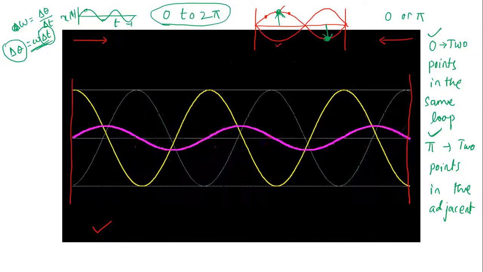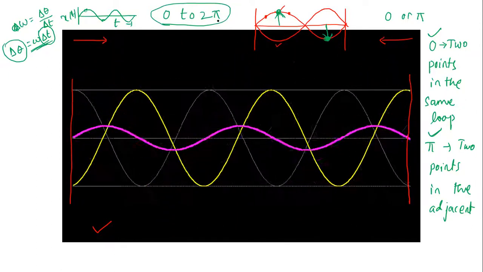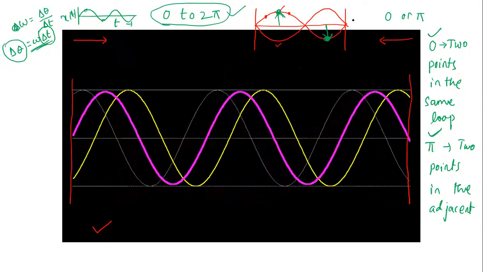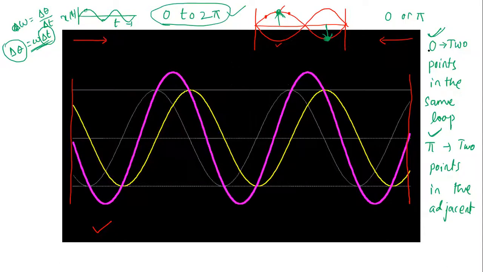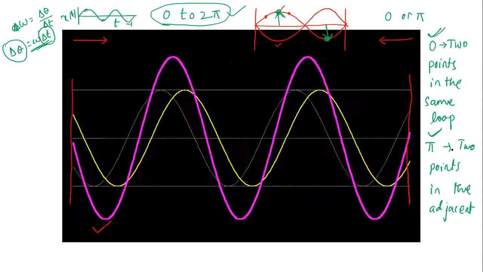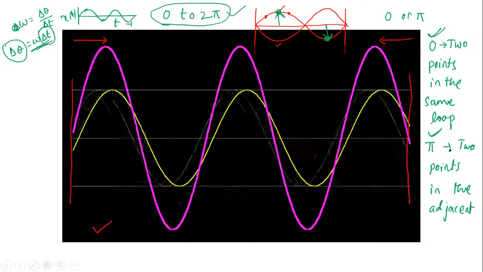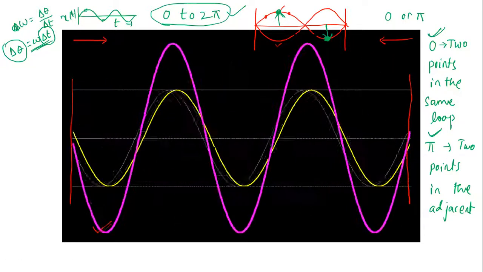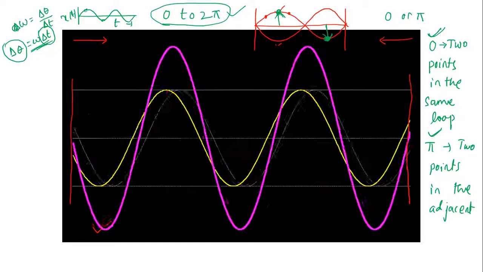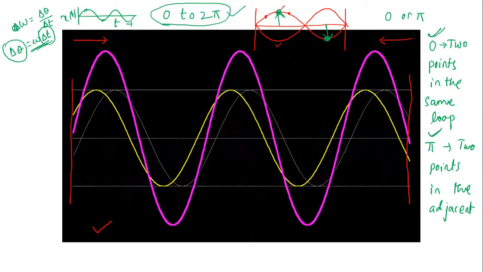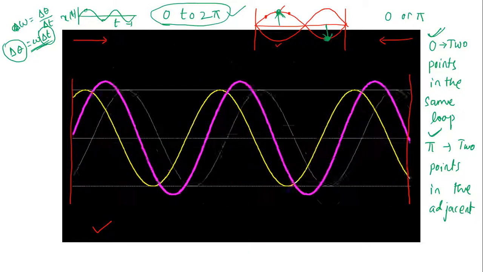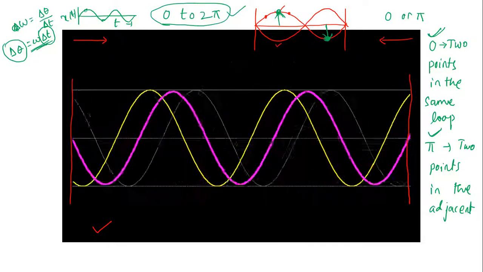But in case of a standing or stationary wave, there is no range like 0 to 2 pi. Two points in the same loop will have a phase difference of 0, because both points are moving up at the same time. And if these two points are in two adjacent, different loops, then they will have a phase difference of pi. So this is what is important. This is how the superposition of two identical waves moving in opposite directions looks.